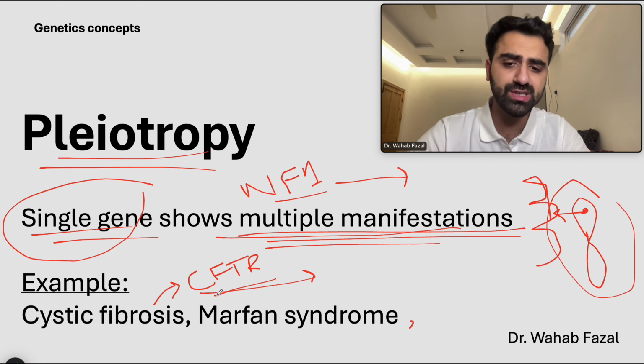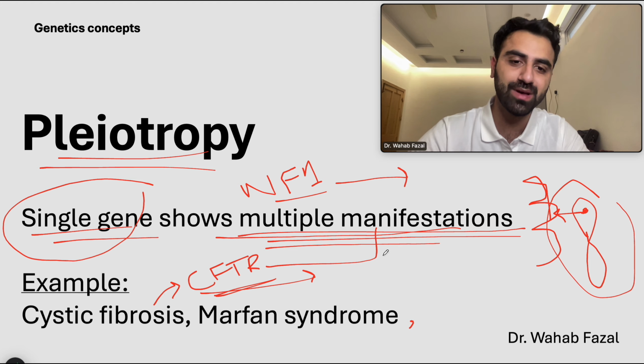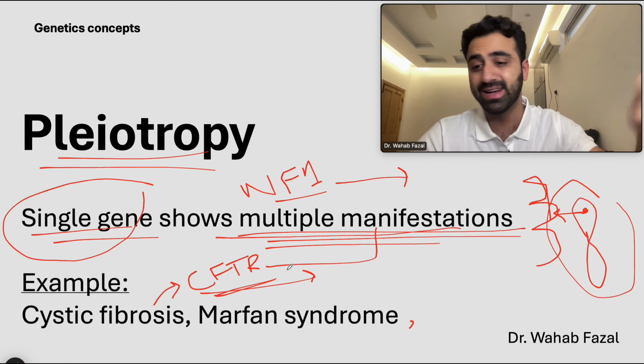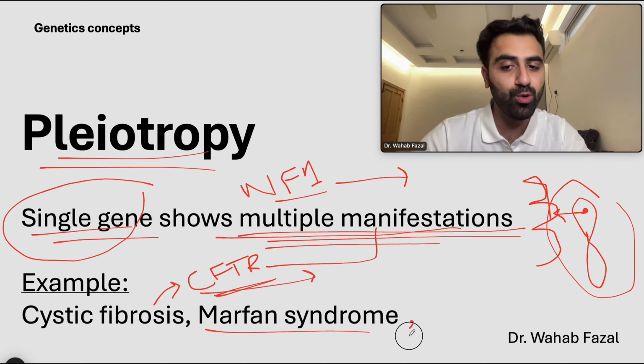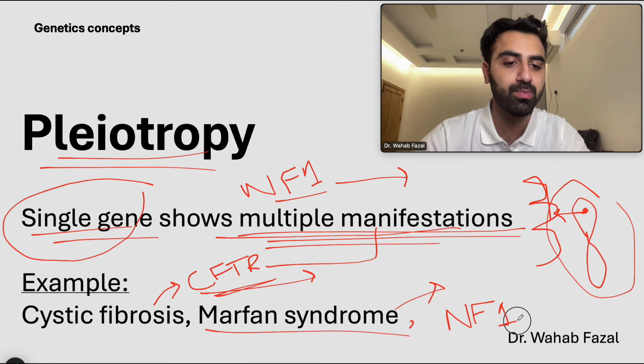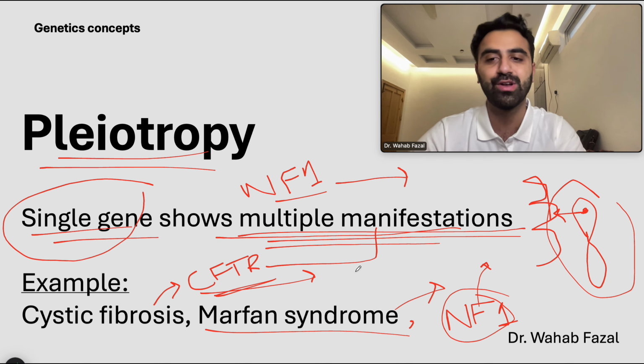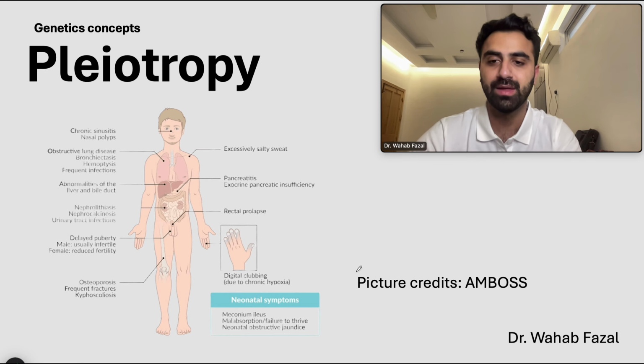So cystic fibrosis is a problem with a single gene, but you see this disease causing problems throughout the body. So a person may have pneumonia, infertility, and stuff like that. And then the same goes for Marfan syndrome. Problem with a single gene, multiple manifestations. Another example that we talked about earlier would be NF1. A problem with a single gene may be responsible for causing those Lisch nodules, the cafe au lait spots, and everything we talked about. So that's pleiotropy.